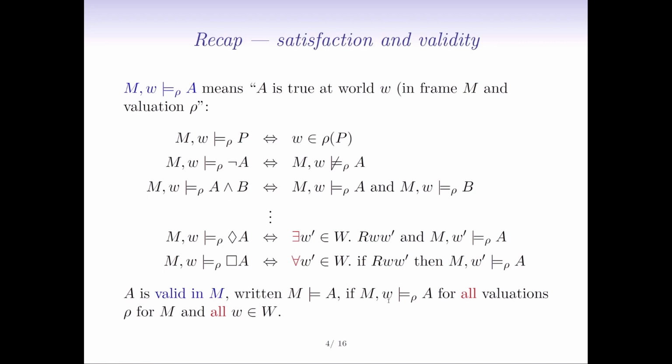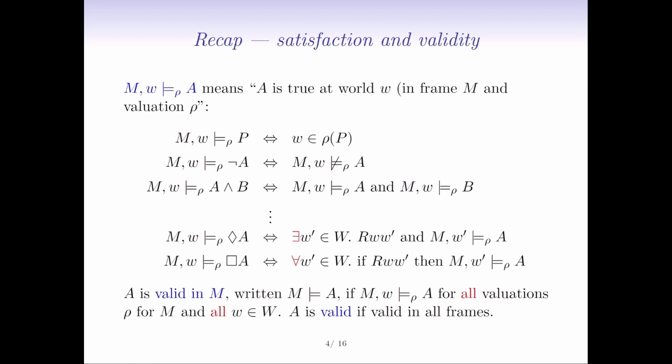So then we have the notion of a formula being valid in a particular frame. So if we've chosen a frame, we say that the formula A is valid in that frame if it is made true at all worlds in the frame. So M, W, and rho make A true, and that's for all worlds in the frame, and also under all possible valuations of the propositional variables. And a formula is said simply to be valid if it's valid in all frames.